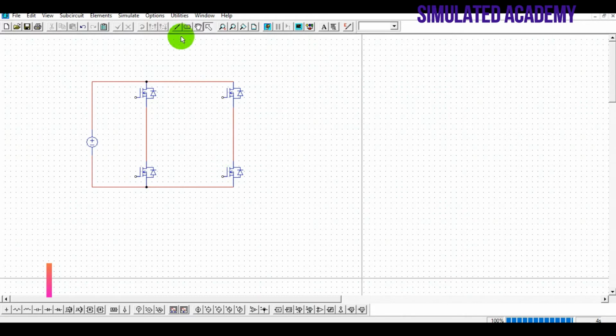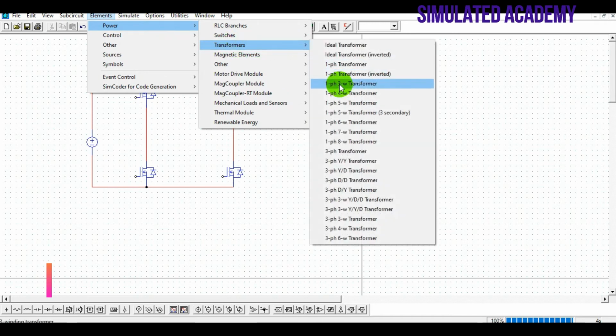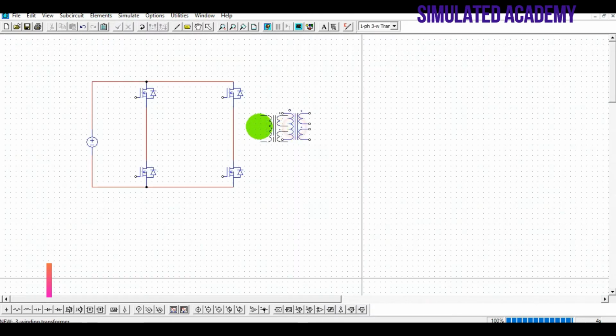The connections are done. Now go to elements, power and transformer, and pick one three phase winding transformer. Now connect these wires, the upper one with this side and the lower one with this one. Now just take two diodes, one placed at the upper side and one at the lower side. Now connect these, and short the secondary side.